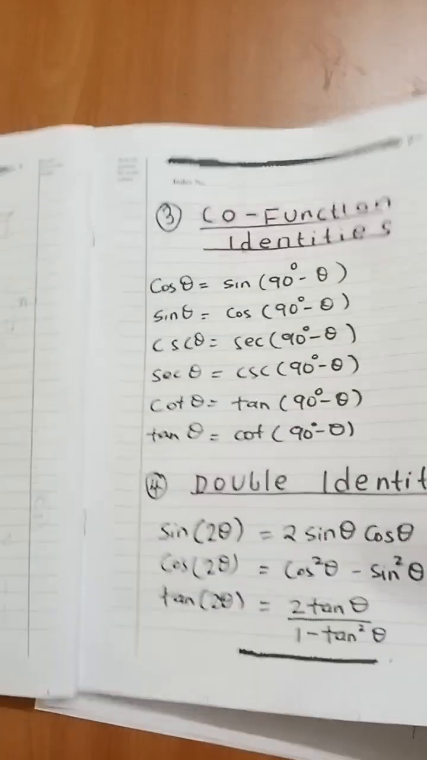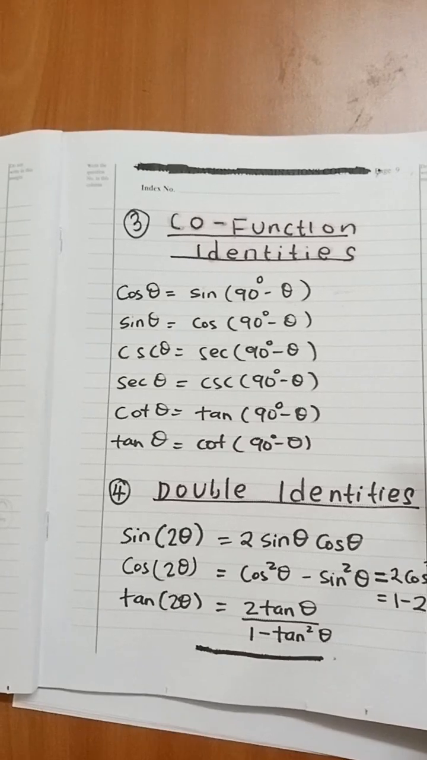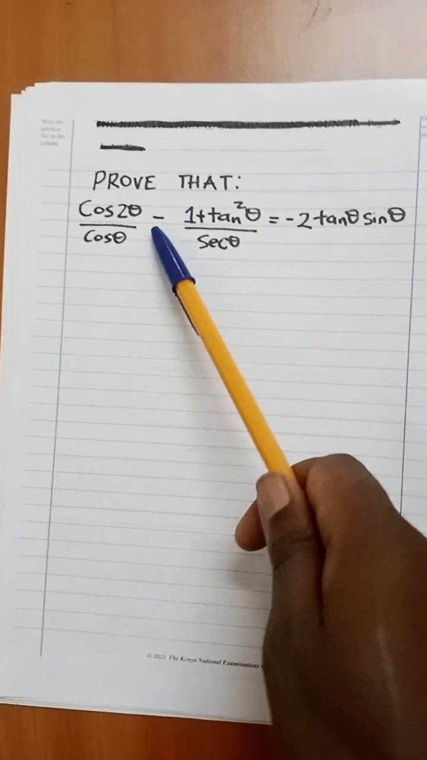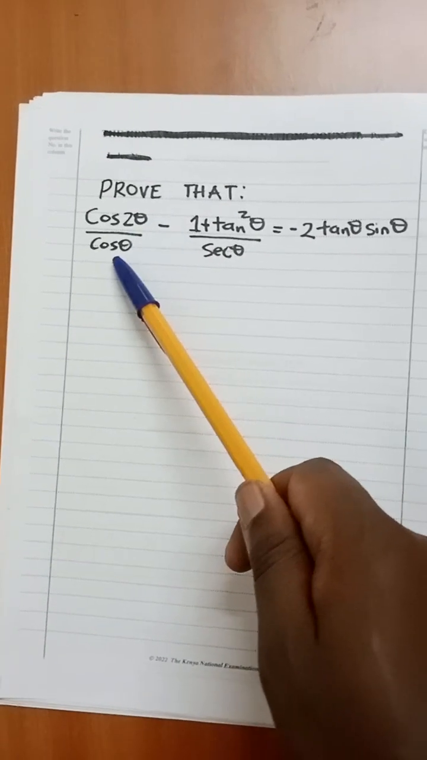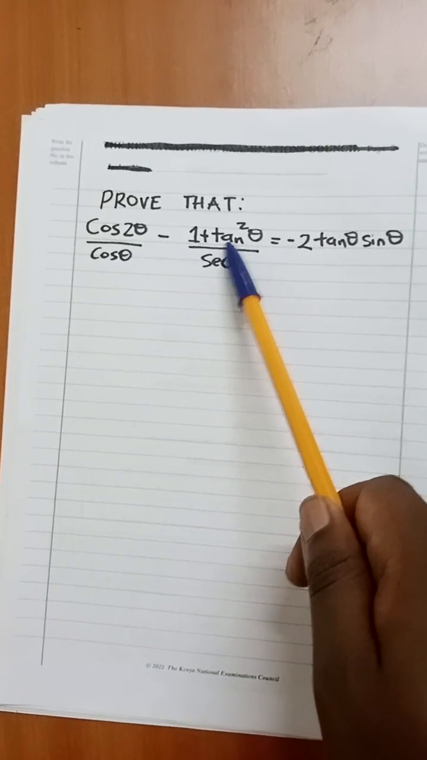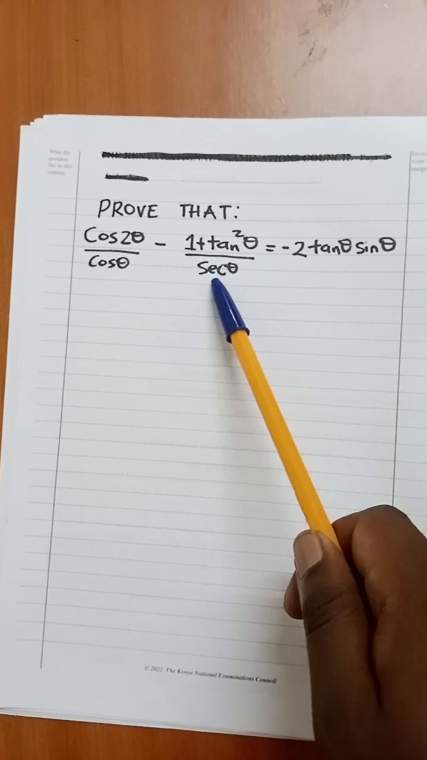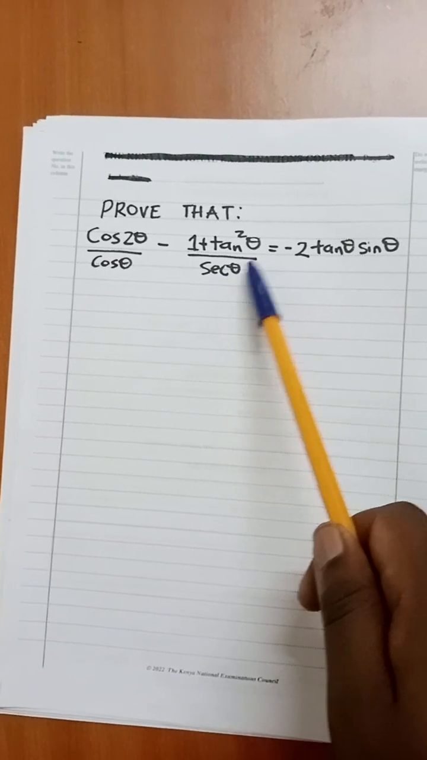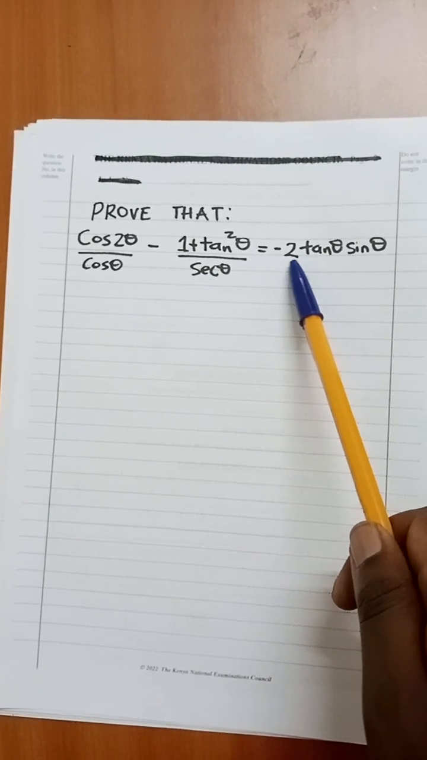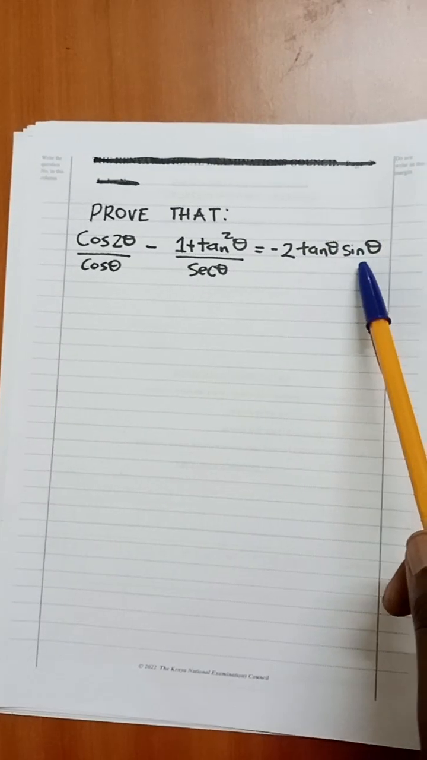Now in the next video, I'm going to use these identities to solve this equation here. It says prove that cos 2 theta over cos theta minus 1 plus tan squared theta over sec theta is equal to minus 2 tan theta multiplied by sin theta.